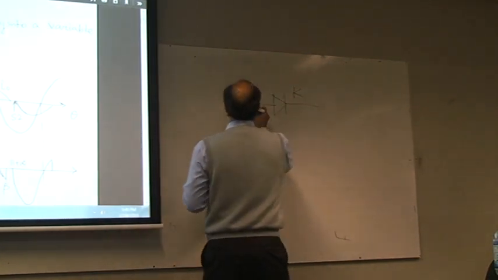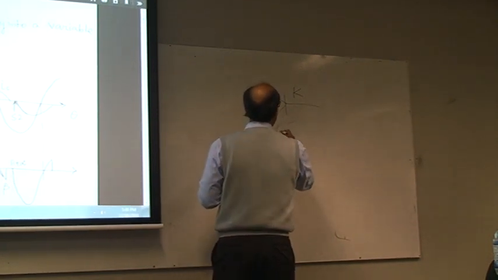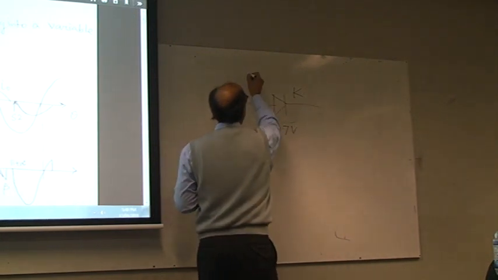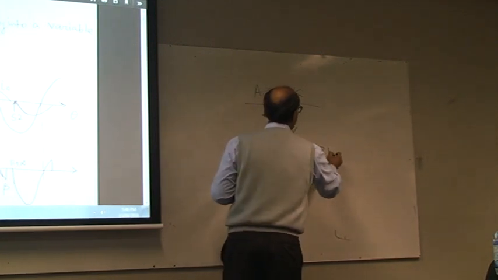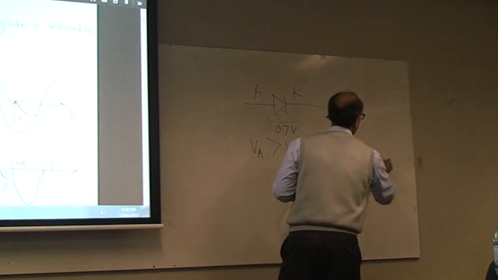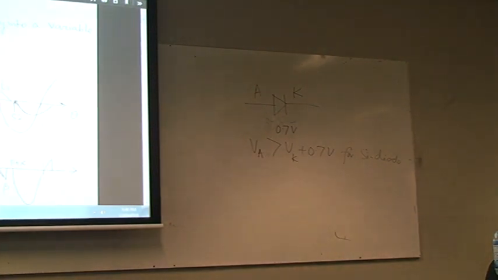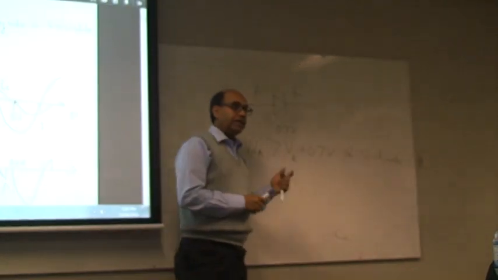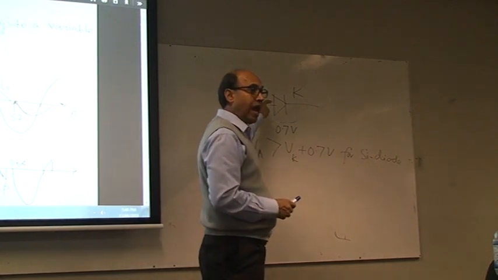Okay? So depending on the material, the anode should be 0.7 volt higher, so anode voltage VA should be greater than VK plus 0.7 volt. It doesn't matter what type of circuit you have got, the anode must be higher than the cathode by 0.7 volt for a silicon diode. So the diode will conduct.